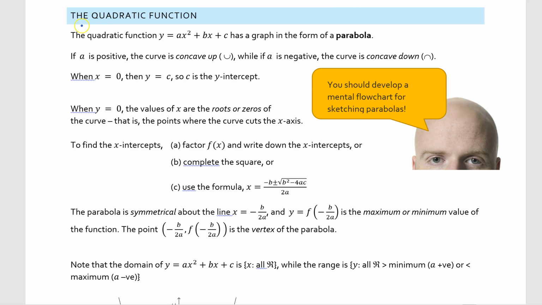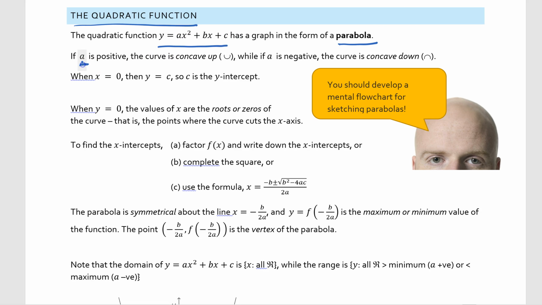Okay, mathematicians, let's now have a look at the quadratic function, the graph of which, of course, is a parabola, and you're hopefully reasonably familiar with this. So we know what a quadratic function is. It's an equation of this format.